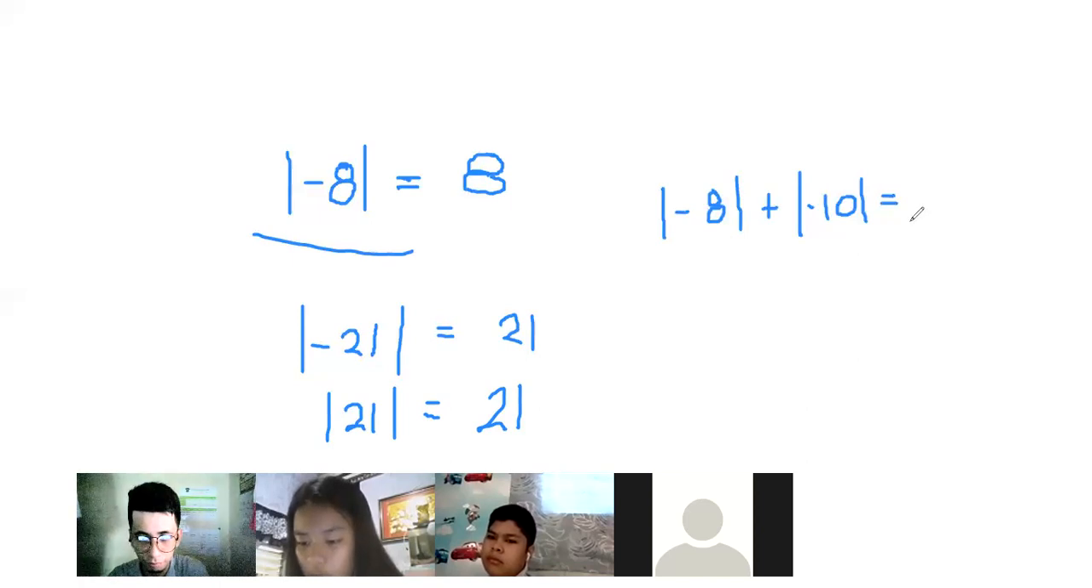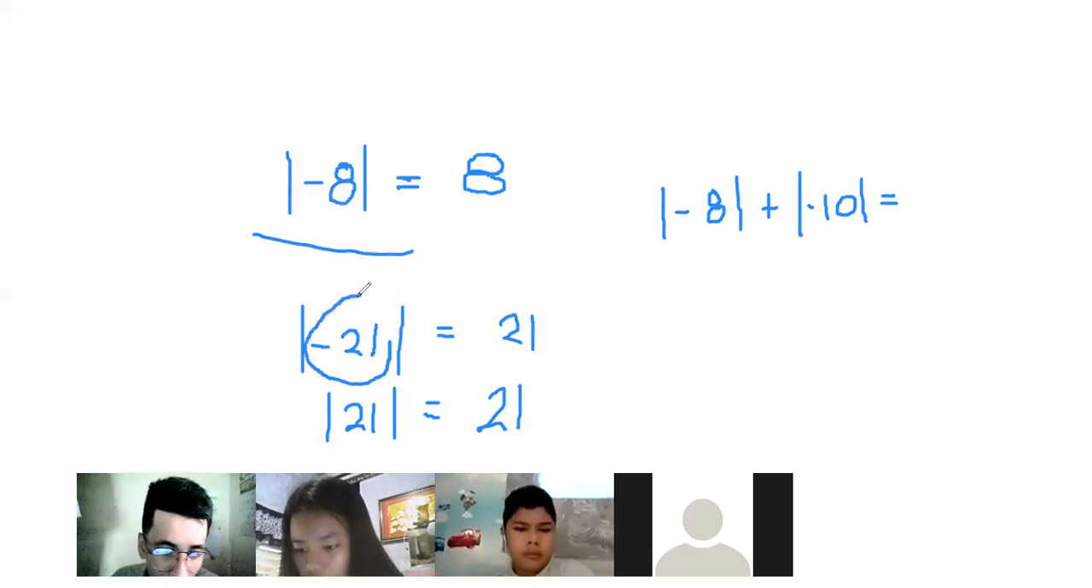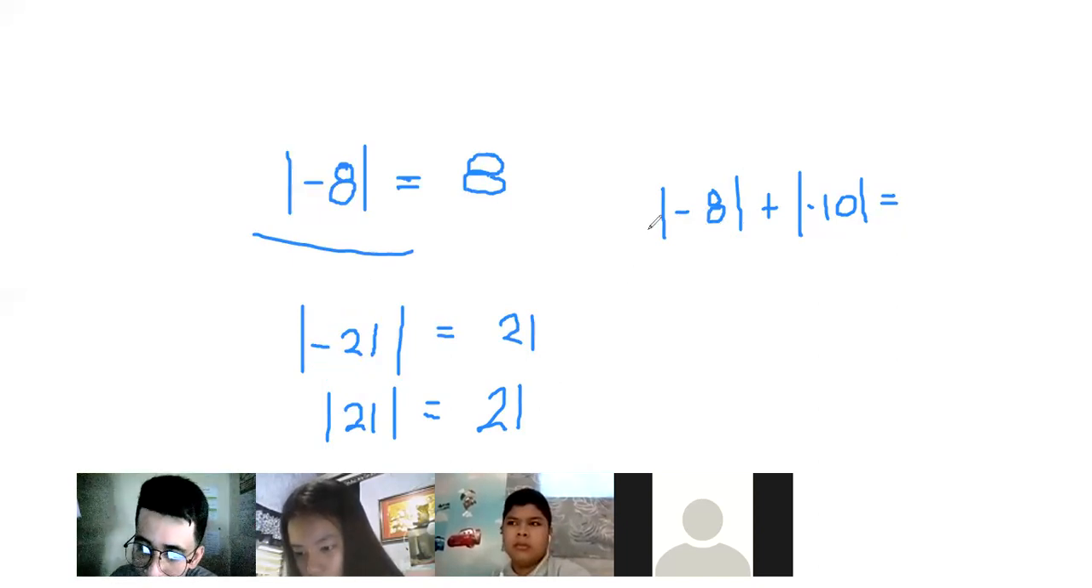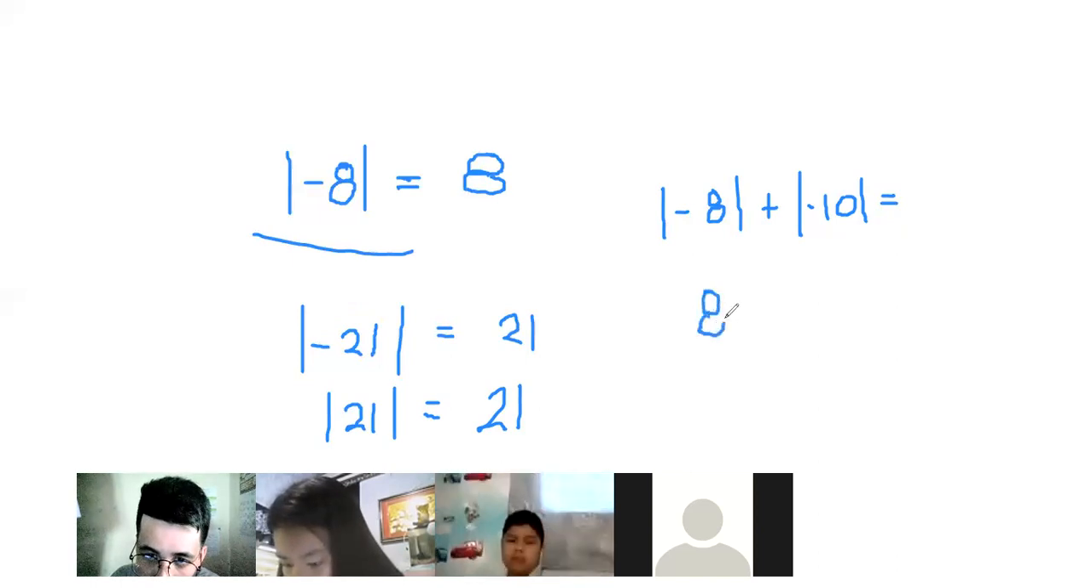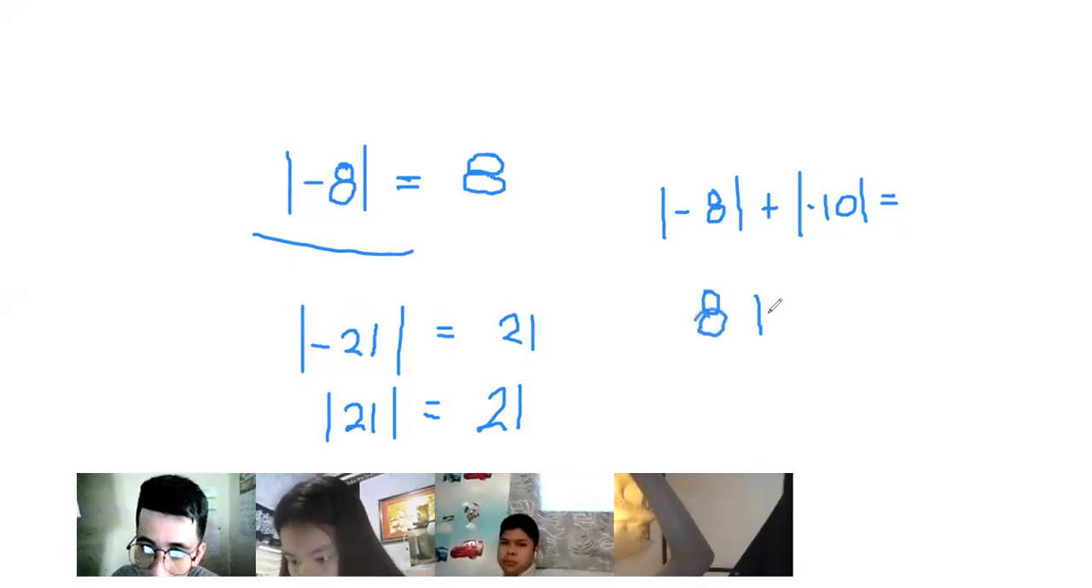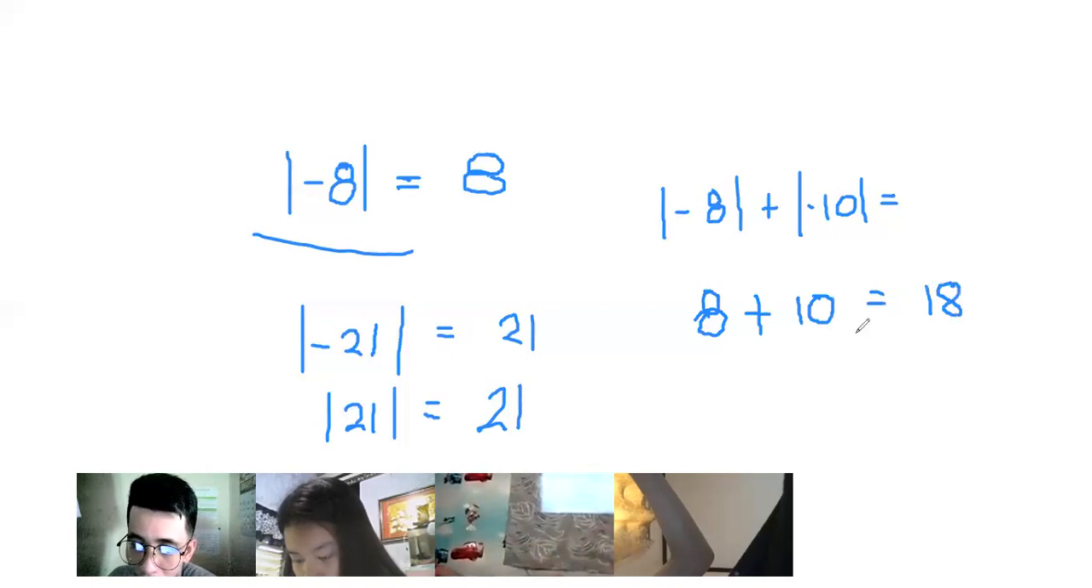So always remember, any number inside an absolute value becomes positive, diba? It will turn into positive. If we cancel the absolute value, the absolute value of negative 8 will become 8. Then the absolute value of negative 10 will become 10. So the answer is 18, diba? So that is the absolute value.